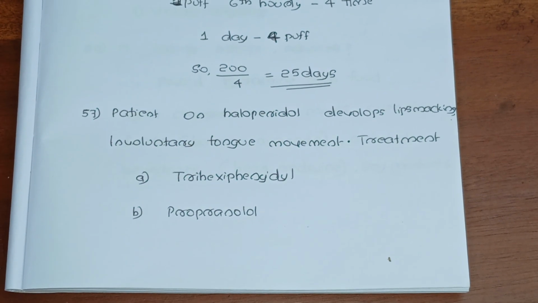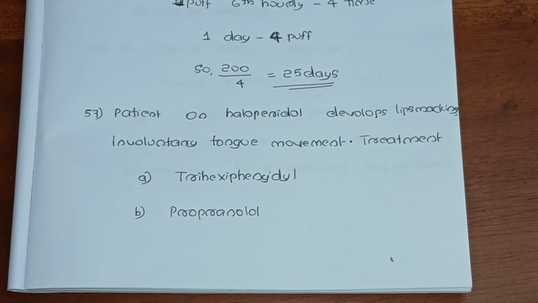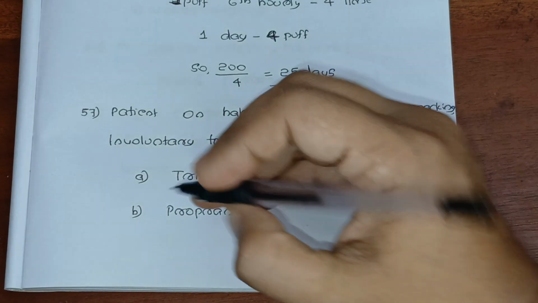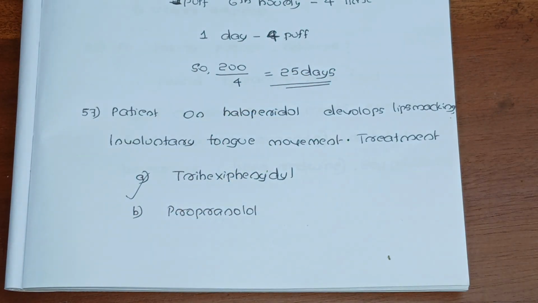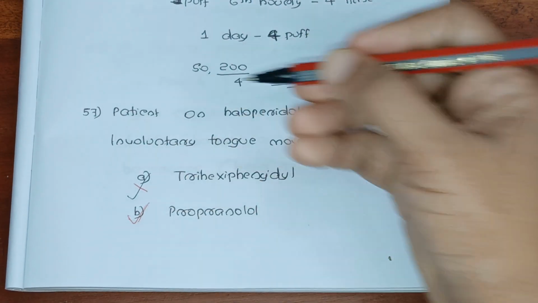Patient on haloperidol develops lip smacking, involuntary tongue movement. Correct treatment is option A, trihexyphenidyl. Here it's showing lip smacking, involuntary tongue movement. Sorry, tardive dyskinesia treatment is propranolol, not trihexyphenidyl.